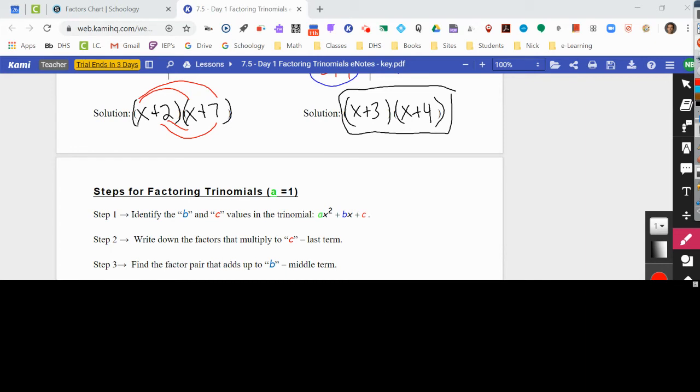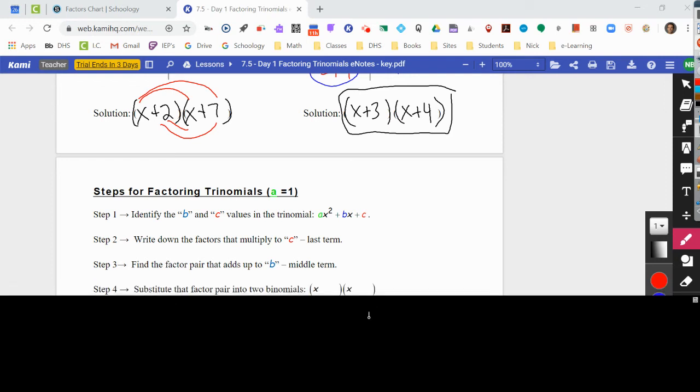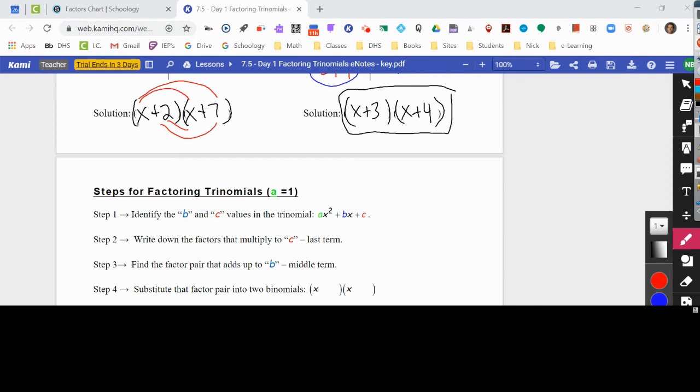Step 3 says to find the factored pair that adds up to b, or that middle term. After you list out all those factors of that last term, you're going to find which one of those adds up to your middle term, your b. And lastly, you're going to substitute that factored pair into 2 binomials. It's always going to be an x and an x, or it could be y and y if it was a different letter, but the ones you're going to see are all just x's. It's going to be 2 binomials, x plus some number times x plus some other number.